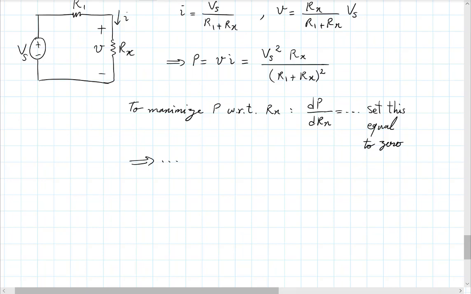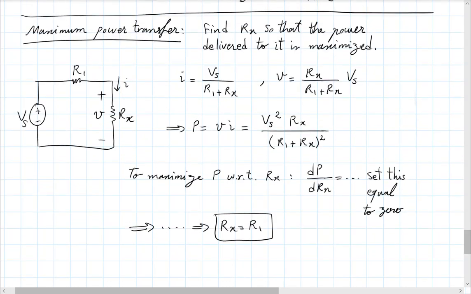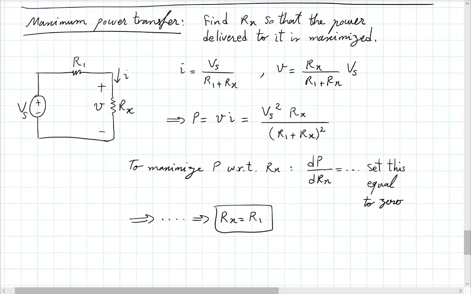So from that, do it at home, or if you haven't done it yet, or if you have difficulty, come see me. It's a little bit of manipulation here, and you will get Rx equal R1. So if you choose a resistor whose value is equal to that R1, you will get the maximum amount of power delivered to it.